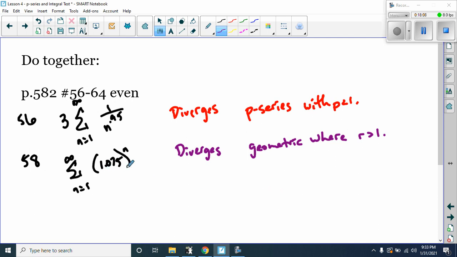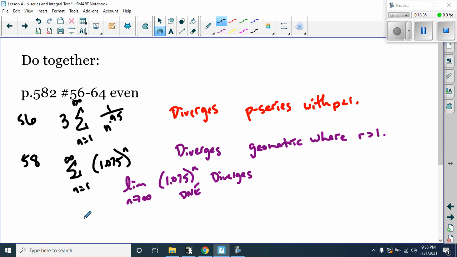1. Another way you could do this is show that the limit as n goes to infinity of 1.075 to the n, 1.075 to an infinitely big number, diverges, or does not exist, therefore the series diverges. So that's the nth term test for divergence.